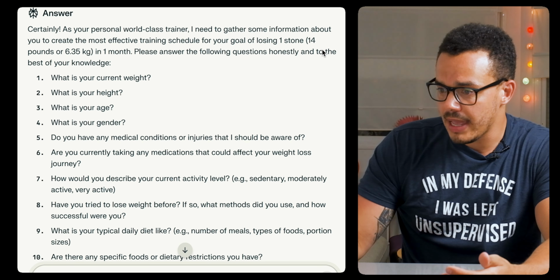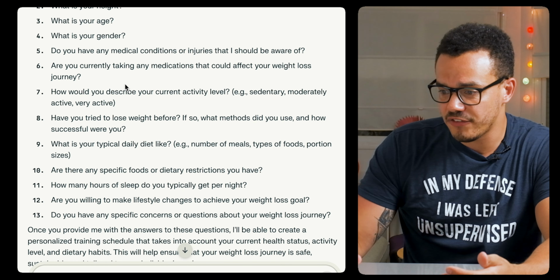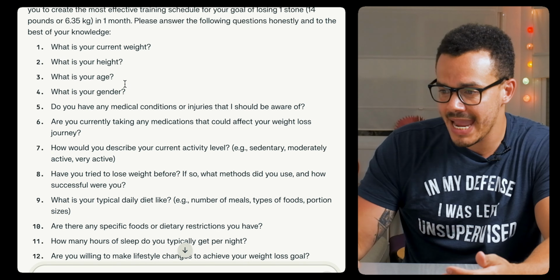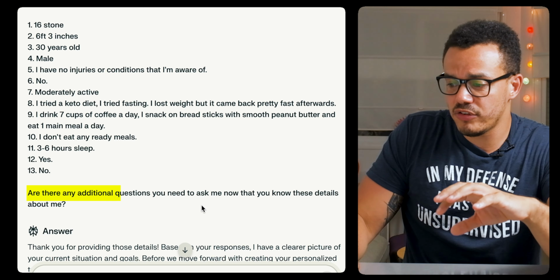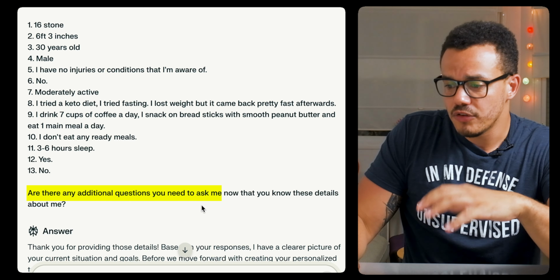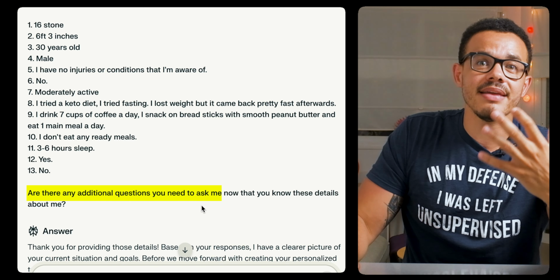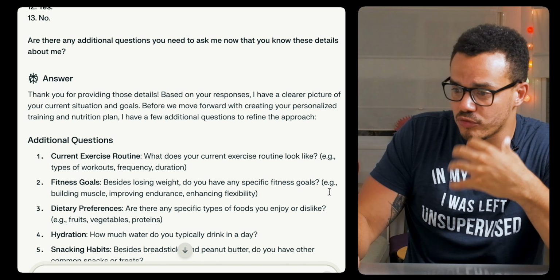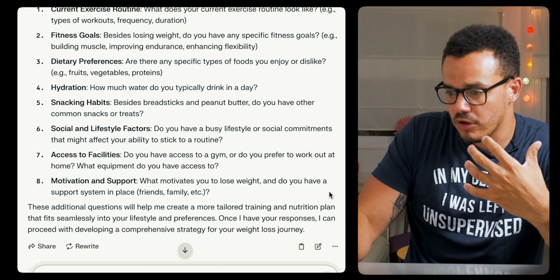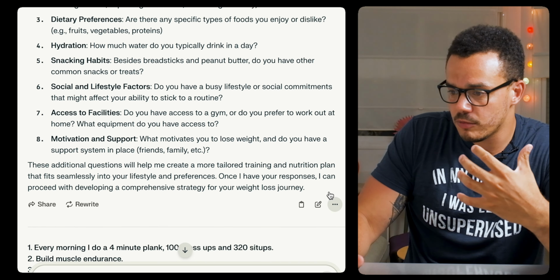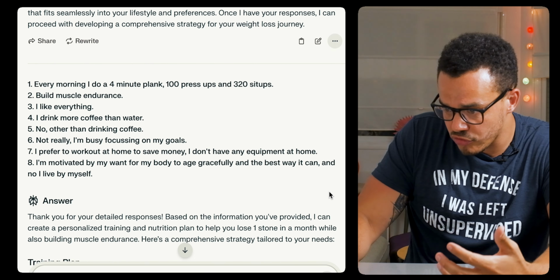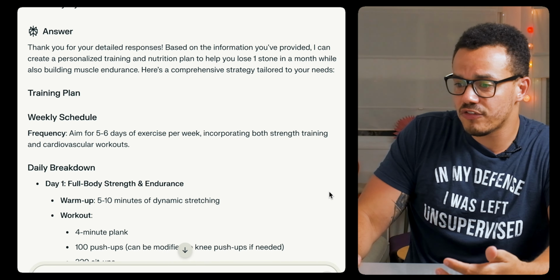As it's gone down, this is the answer. It's asked me 13 different questions, which again, pause it, but this is the key thing to ask at the end of the answers, right? Are there any additional questions you need to ask me so you can basically find out more details about me to make it more personal? And it's got actual better questions that's going to give me a better result. So again, those are the questions. Pause it, read it. I've answered the questions, and then this is the answer from the chatbot.